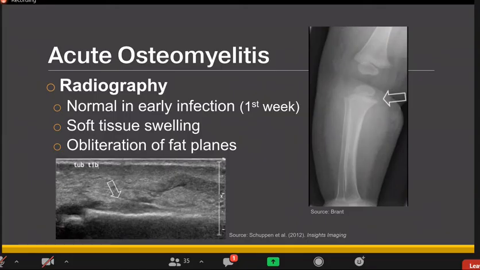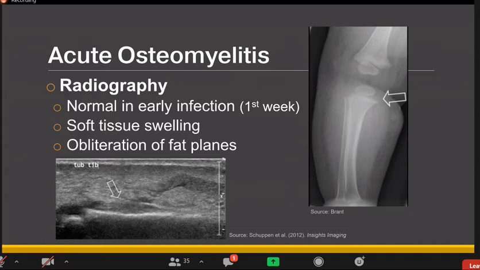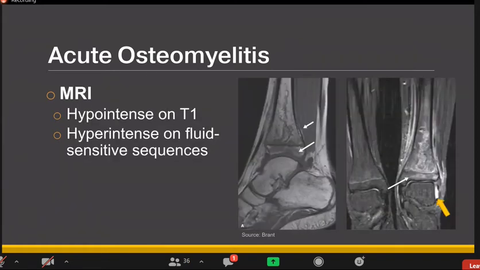Here we can see that ultrasound shows subperiosteal fluid collection beneath the periosteum, which is correlating with the abscess formation in this patient. And you can note that the arrow is pointing to the uplifted periosteum. So ultrasound can also be done to help assess these patients.